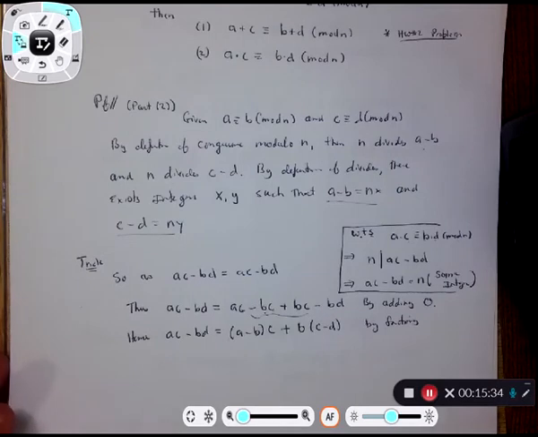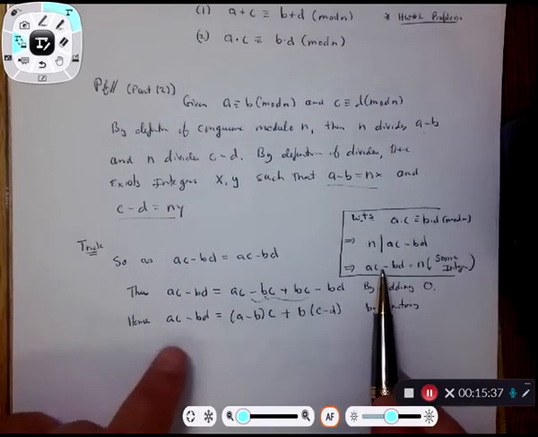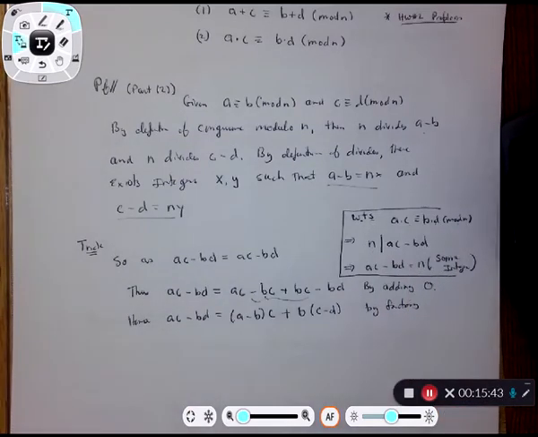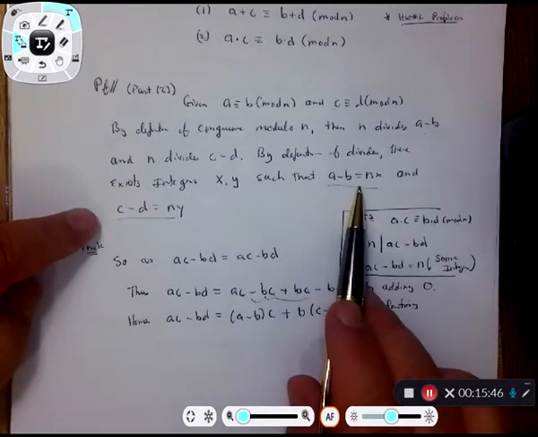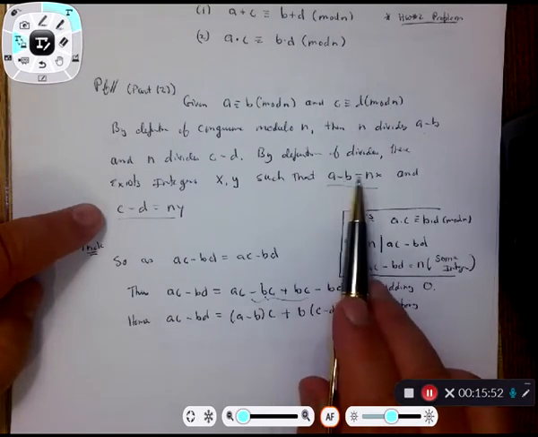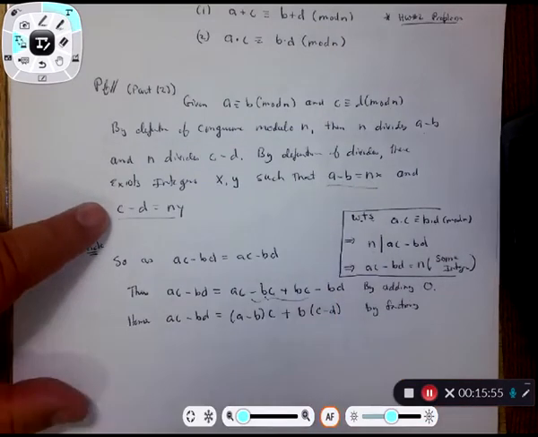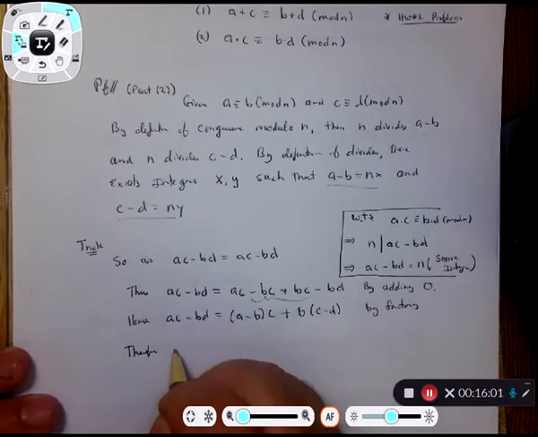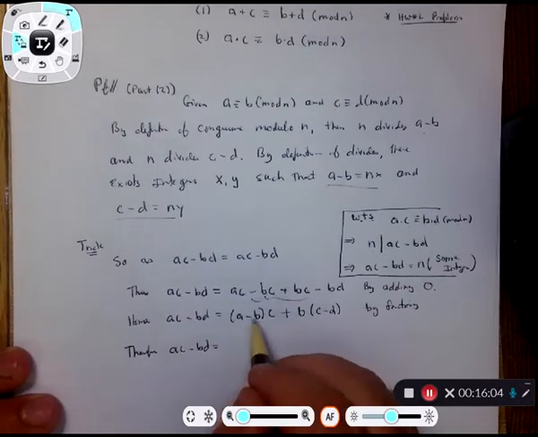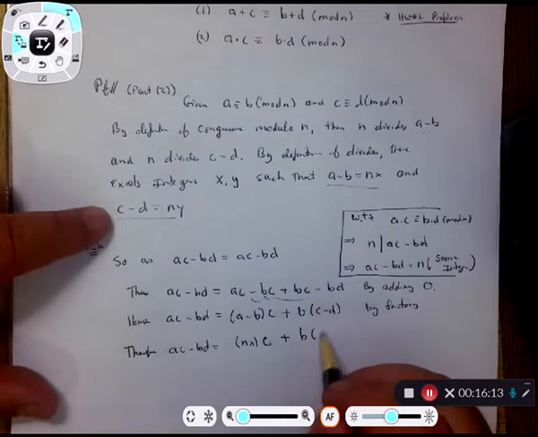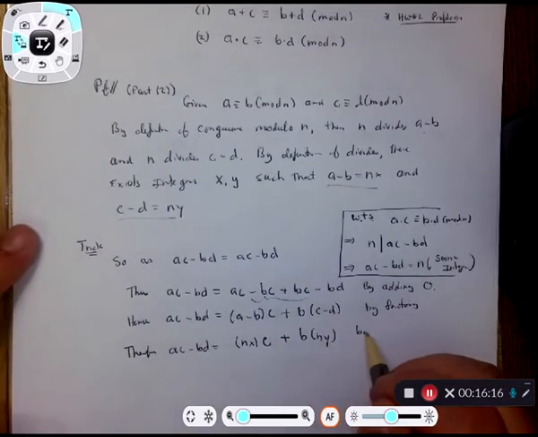Alright, now remember what I want to show. I want to show that AC minus BD is equal to N times some integer. I've got to get the N's in there. I don't have the N's in there. So remember these two statements I did from the definition of congruence and the definition of divides. I got some equations now. A minus B equals NX and C minus D equals NY. Therefore, AC minus BD is equal to, well, A minus B, I get to replace with NX, times C plus B times C minus D, which is equal to NY, and that was by substitution.